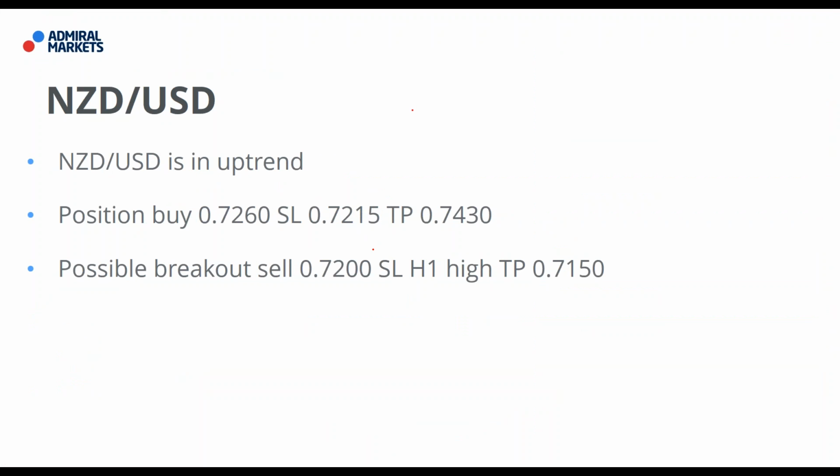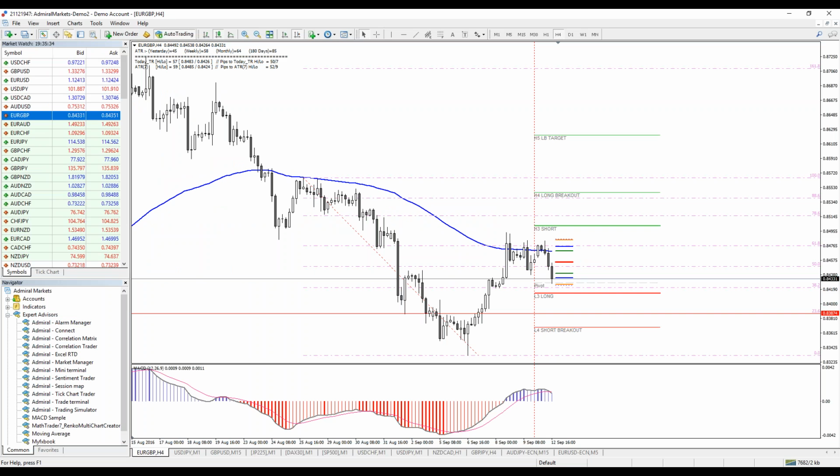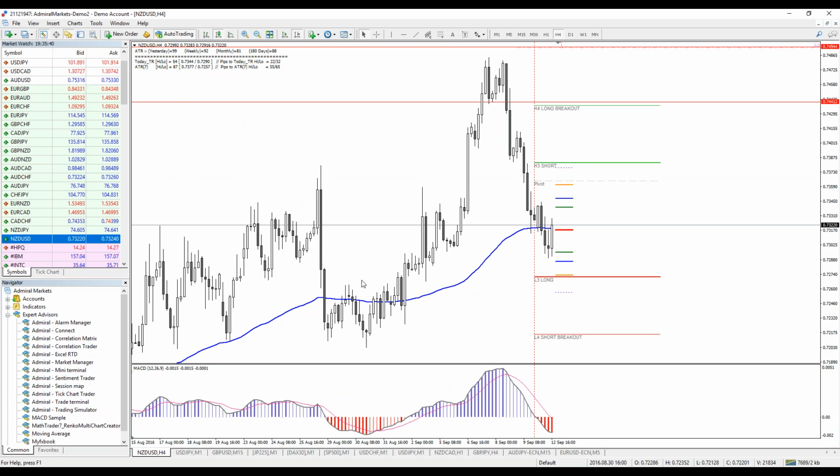And New Zealand dollar. So New Zealand dollar is in an uptrend. We have a possible buy, 72.60, 72.15, stop, 74.30 target, possible breakout sell 72.00, stop loss H1 high, 71.50 is the target. So New Zealand dollar is 72.00 possible. Oh, 72, sorry, this was a typo. It's 73. Yes, this is what I was looking for. So I will correct it. 73.60.